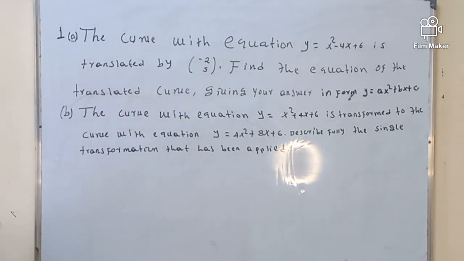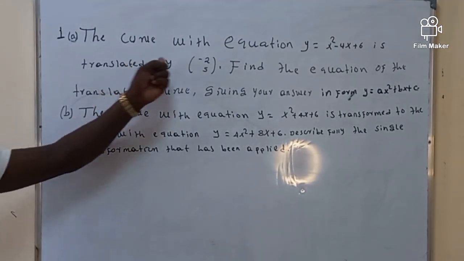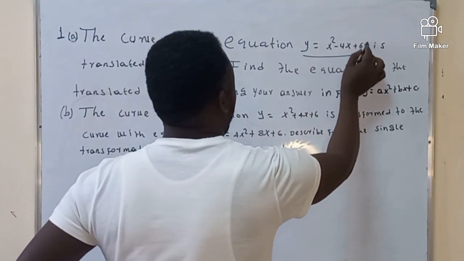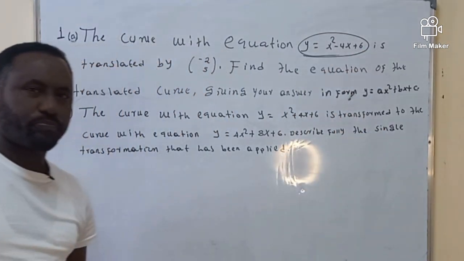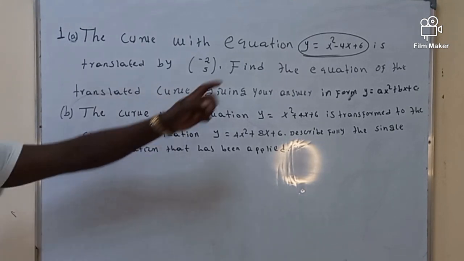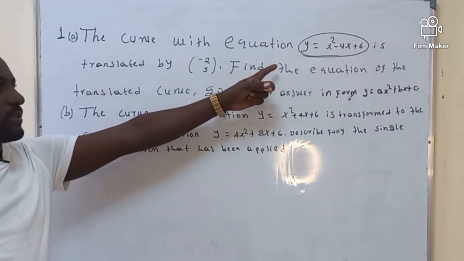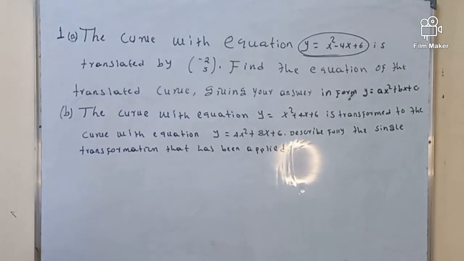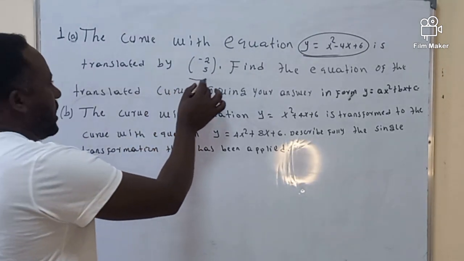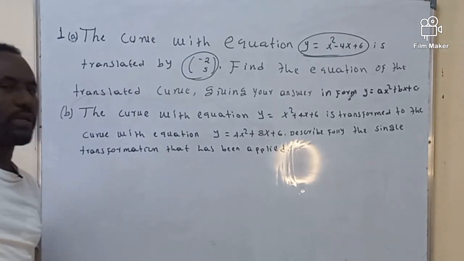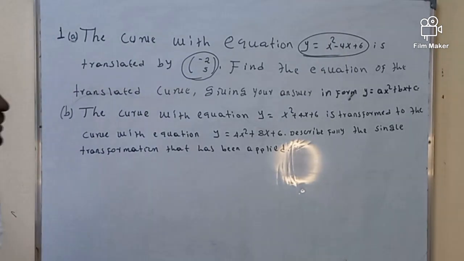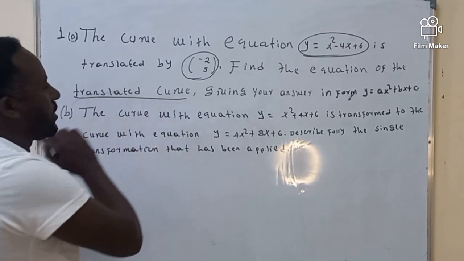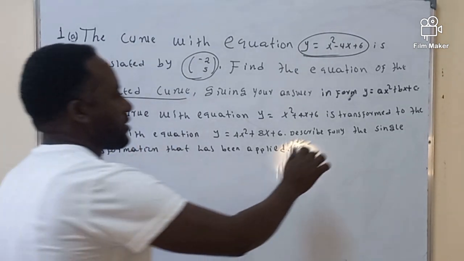Let's raise the first question. What does the first question say? There is a curve having an equation like this one, a quadratic function, and there is a translation vector. Then find the equation of the translated curve, giving your answer in the form of this one.